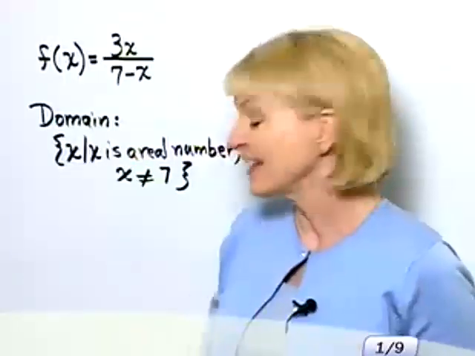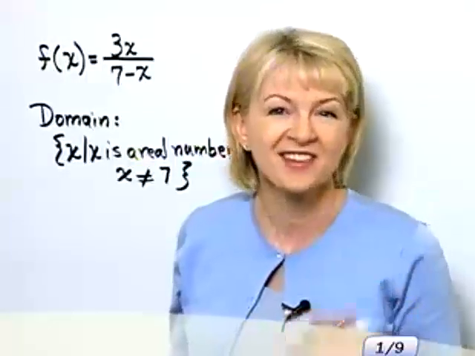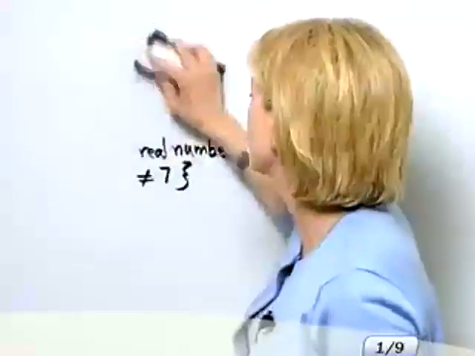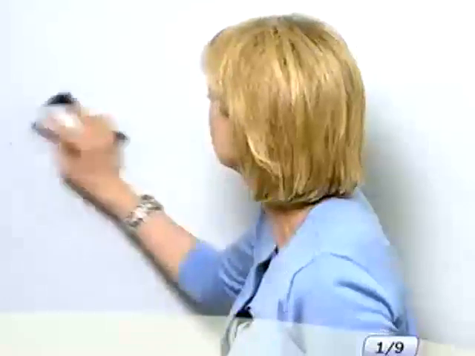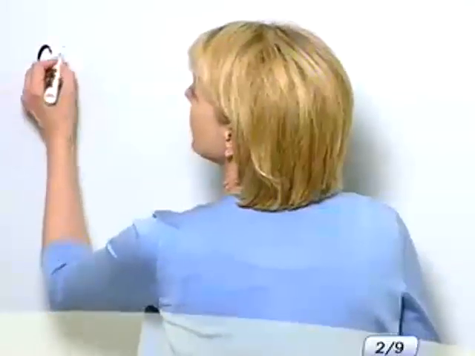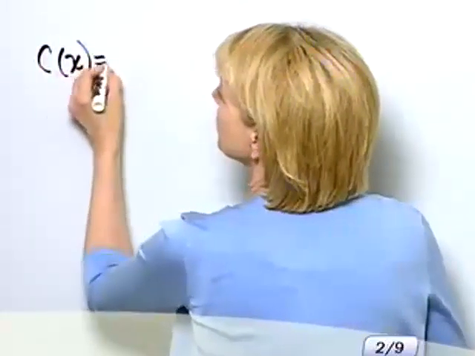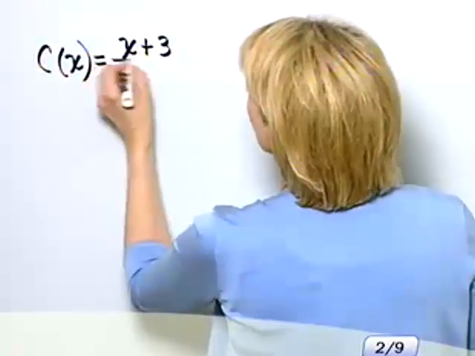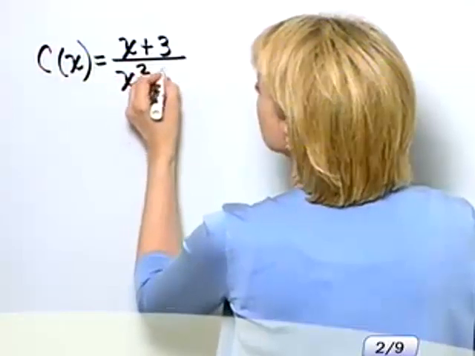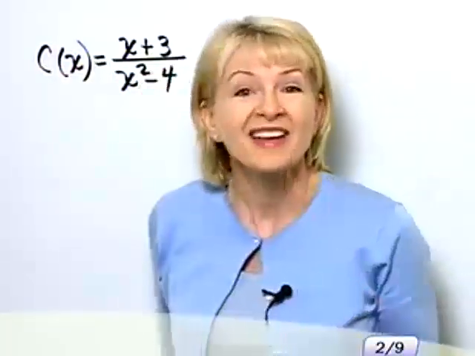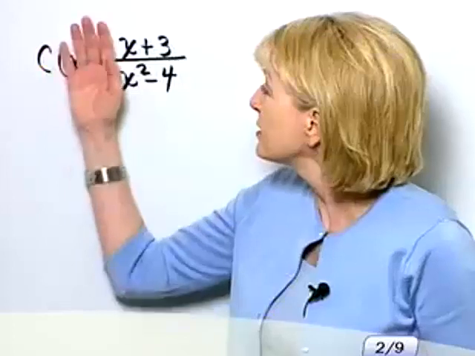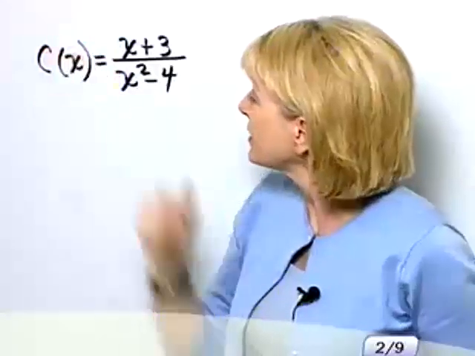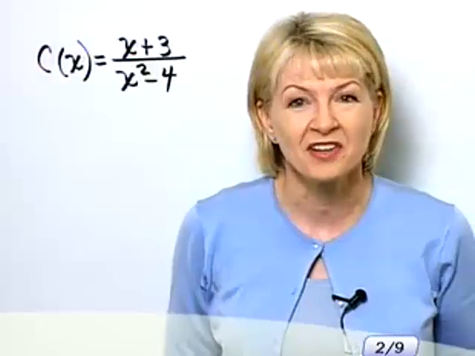Let's try that again. Let's look at another rational function. Let's suppose this time we're going to call our rational function c of x. Let's suppose we have a rational function c of x, and this function equals x plus 3 over x squared minus 4. Why is this a rational function? It's because this is a rational expression. Now, I'd like to find the domain of this rational function.